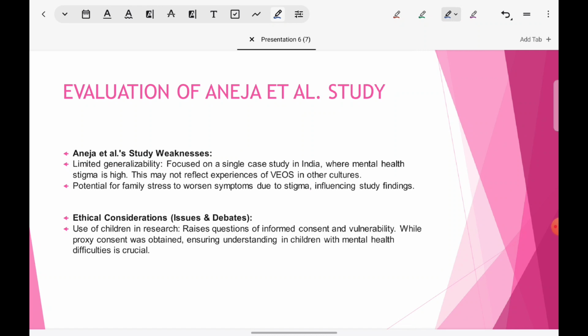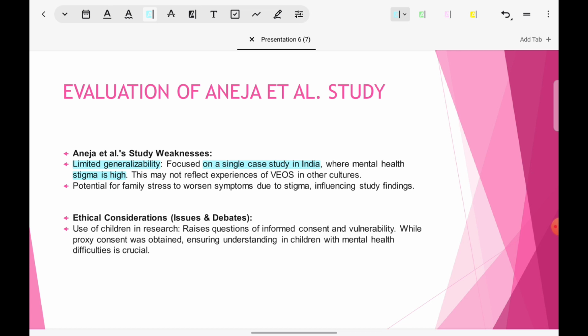Okay, now let's go through an evaluation of this study. If we look at the weaknesses of this study, firstly, it has limited generalizability. After all, it is the case of only one boy, and that too in India. India is a country where stigmatization is very high. So it is possible that the family faced a lot of ridicule and isolation from their community because their boy was suffering from the disorder. In Western cultures, where there is more knowledge about the disorder and less stigmatization, it is unlikely that we find a similar case there because their circumstances would be very different.